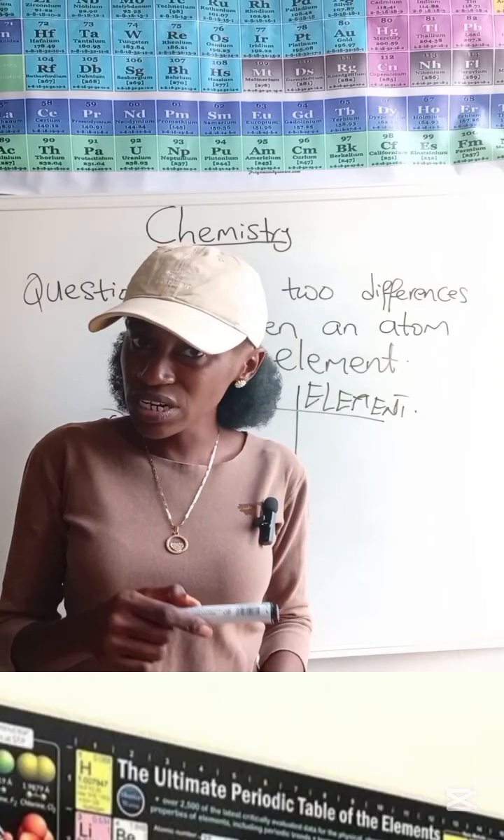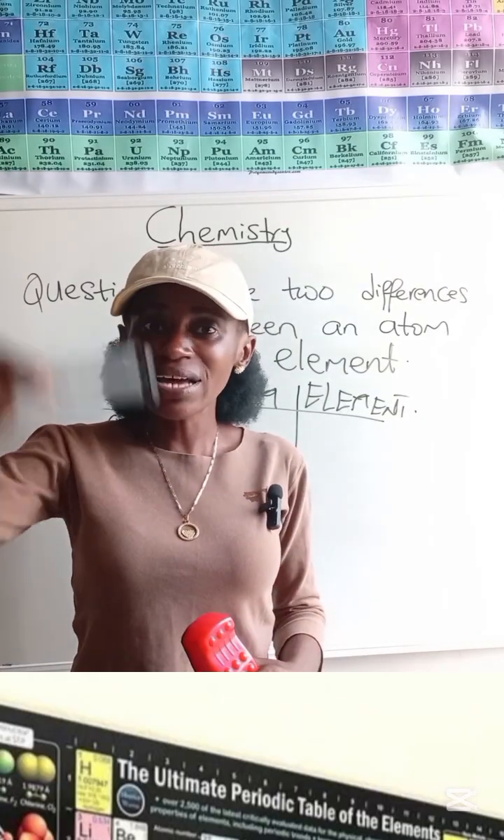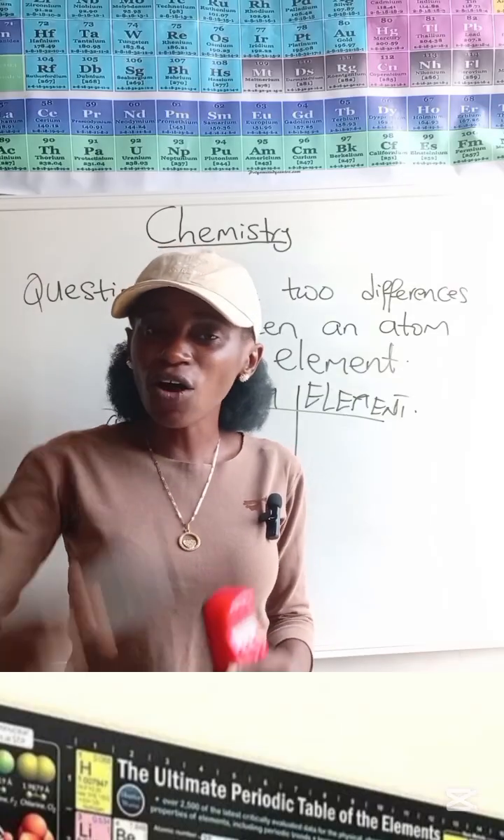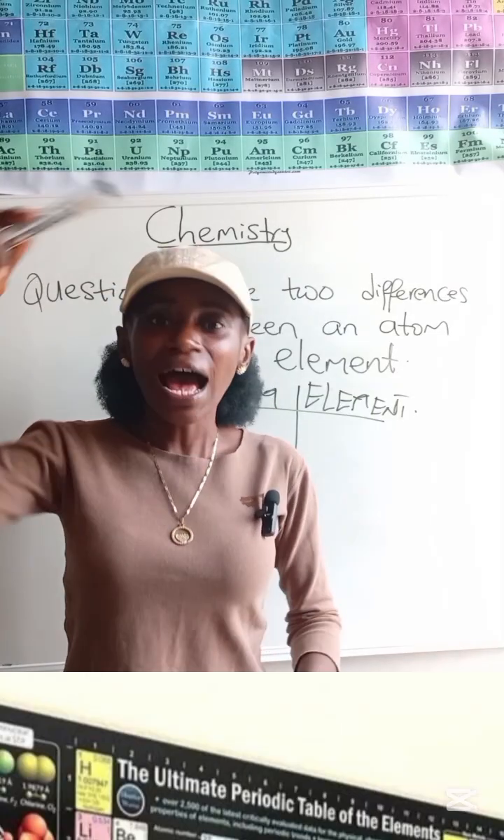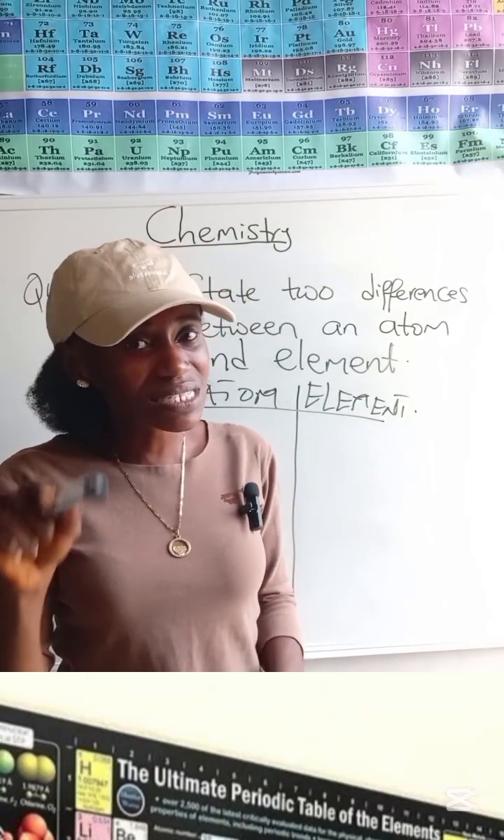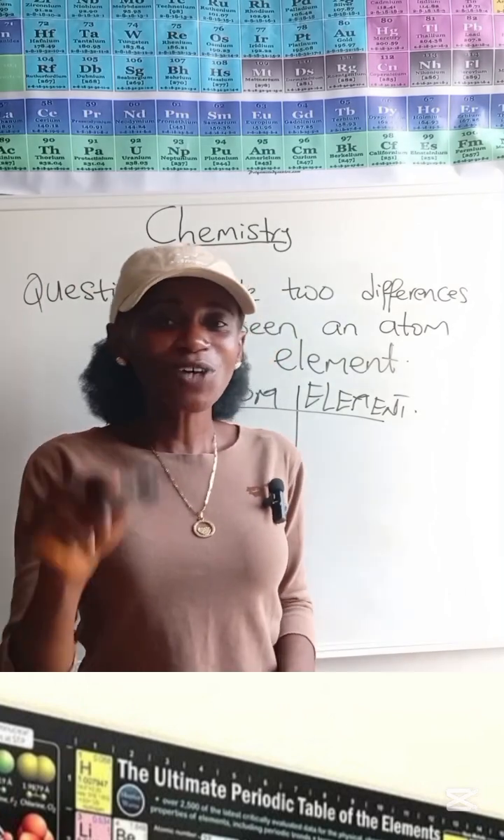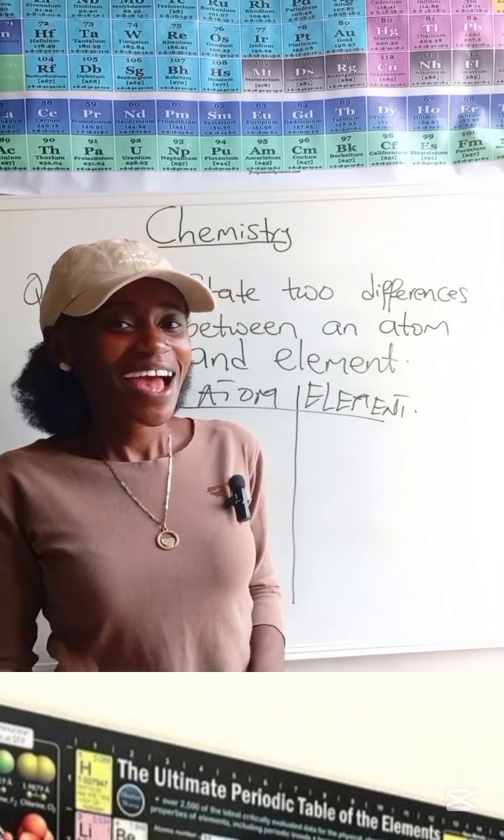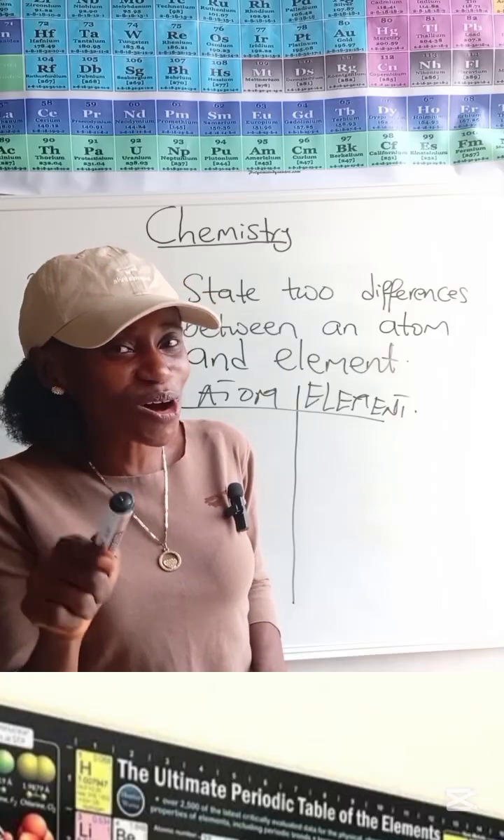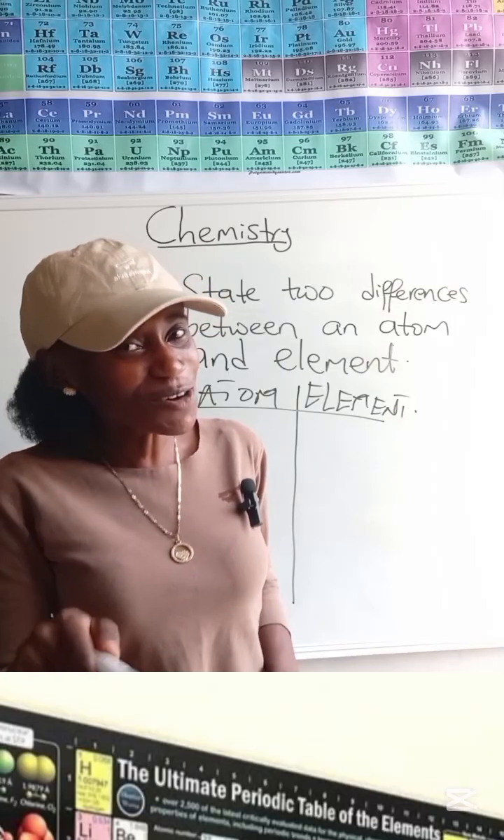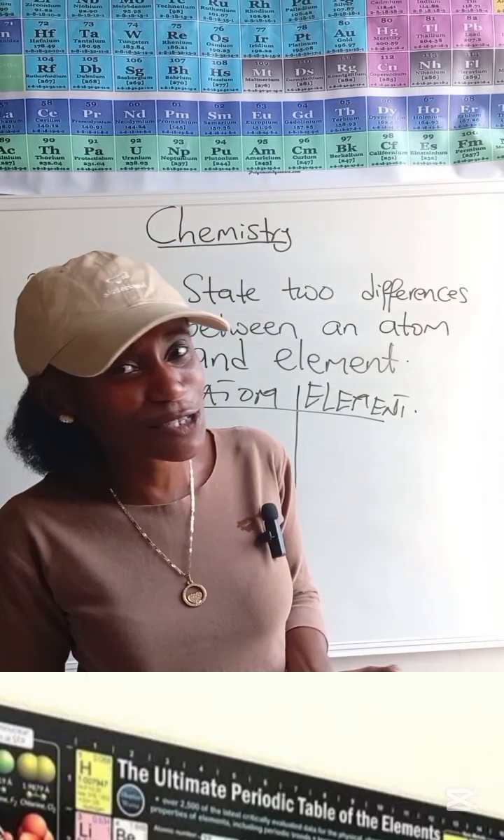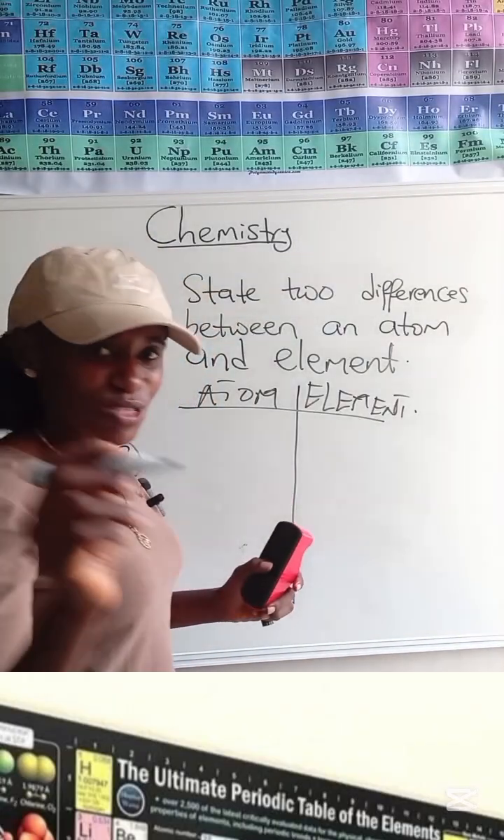Now, going back to the periodic table, remember I said the elements are arranged according to their increasing atomic number. Now, what is this atomic number? Atomic number is defined as the number of protons in the nucleus of an atom.